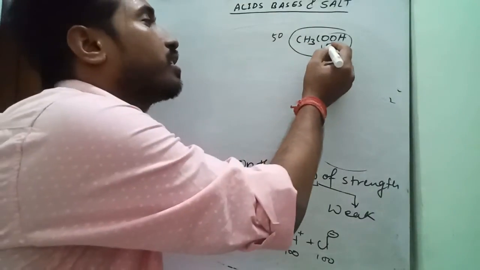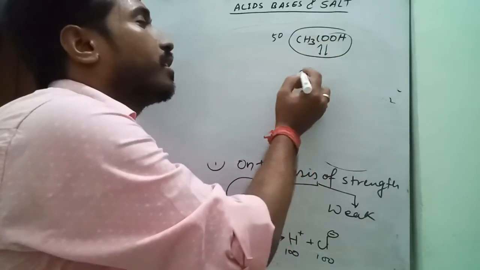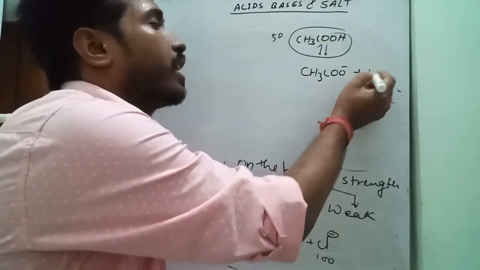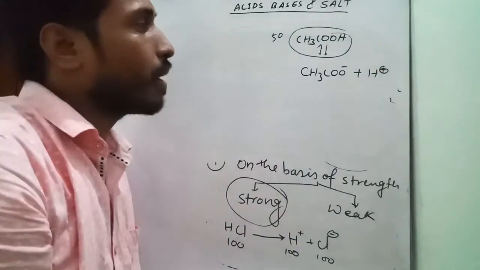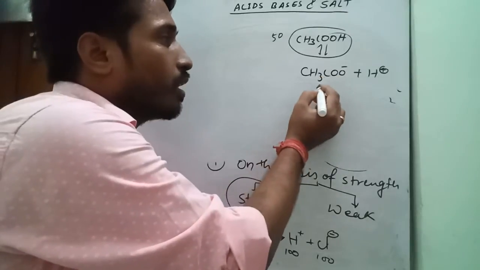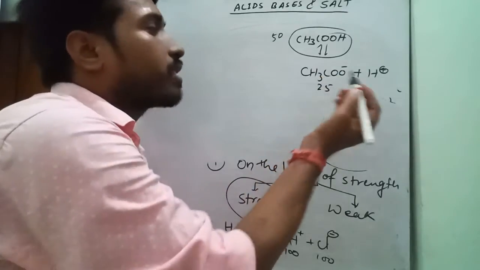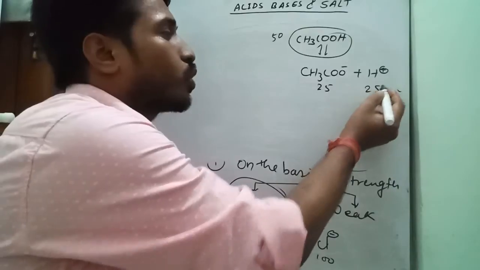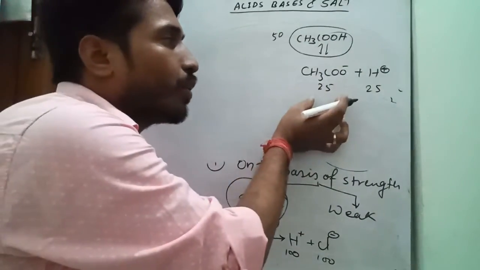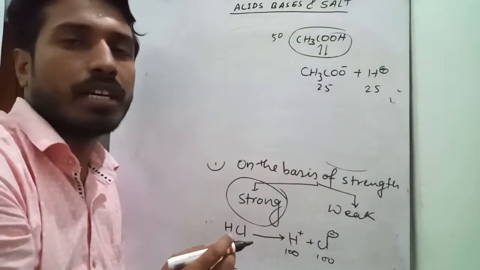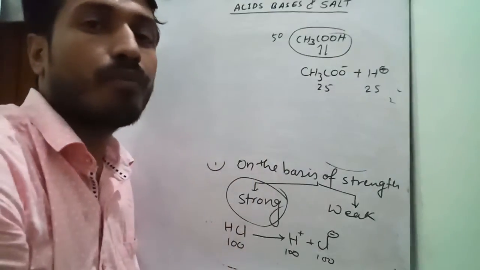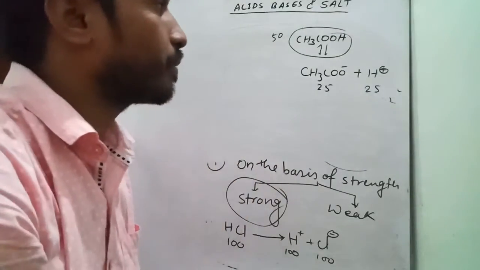What does it mean? It means that, let us say, it will dissociate into CH3COO- and H+ in this manner. So what will happen here? 25, let us suppose 25, and this is also 25. That means out of 50 molecules, only 25 molecules got dissociated. Not all the molecules will be dissociated. This is the case of a weak acid. So this is one of the classifications.